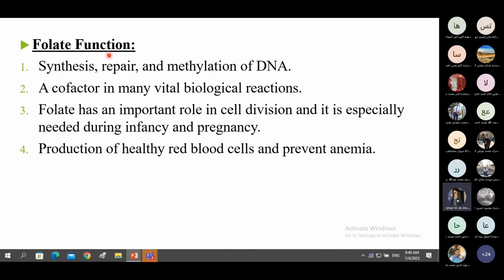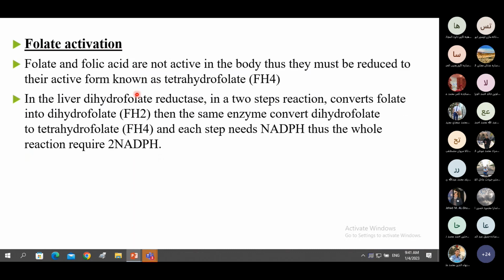So folate or vitamin B9 plays a very important role in our body: in the synthesis, repair and methylation of DNA, in cell division, in the production of healthy red blood cells, and as a cofactor in many biological reactions in our body. Folate activation. Folate in its form, the one that we studied, is not active.